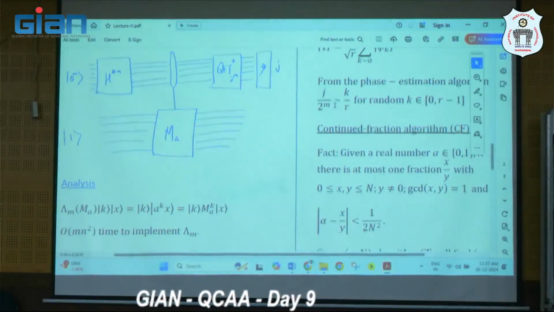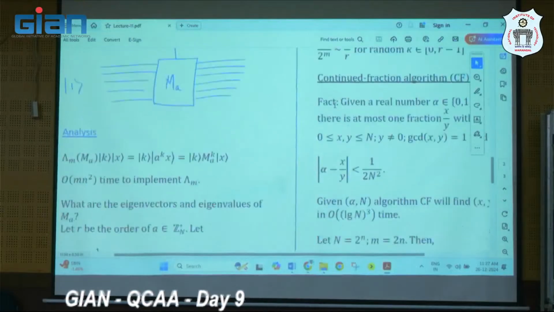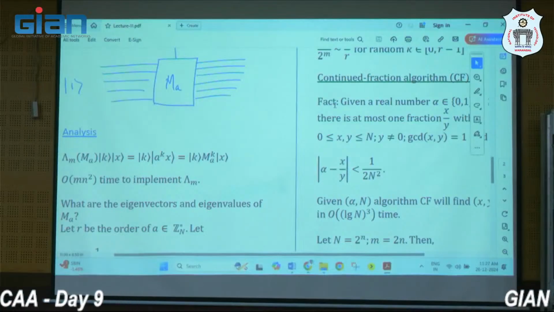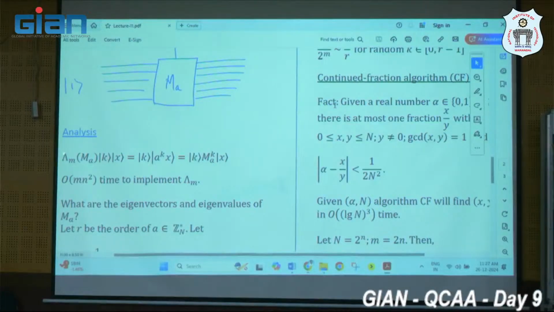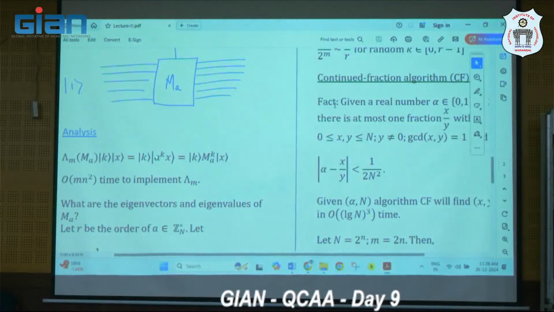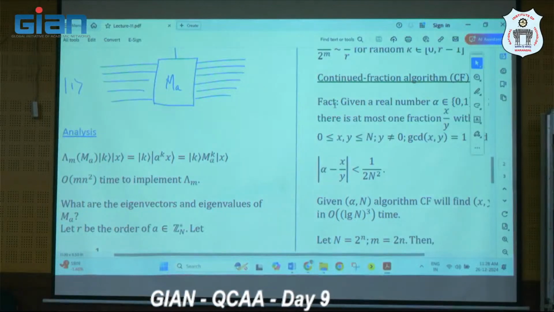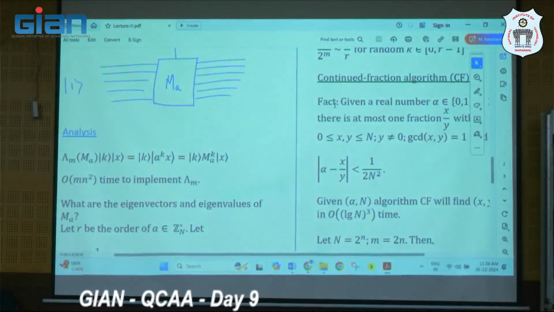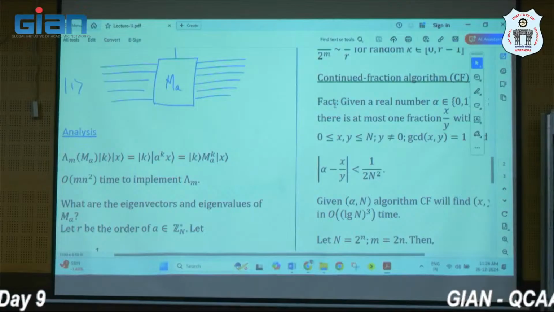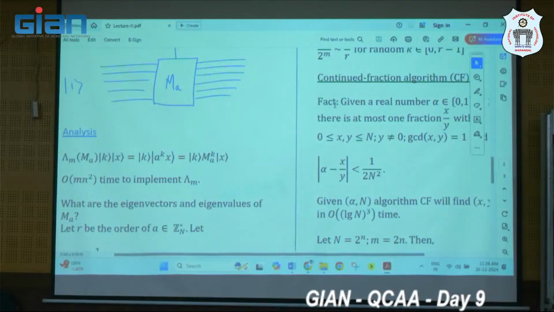Now, this one, as we said, is what it is. Remember this lambda m u, it used to take k, x to k, u to the k x, correct? Here what is our u? Ma, which is multiplication by a. So if I do it k times, what will I get? a to the k x, agreed?